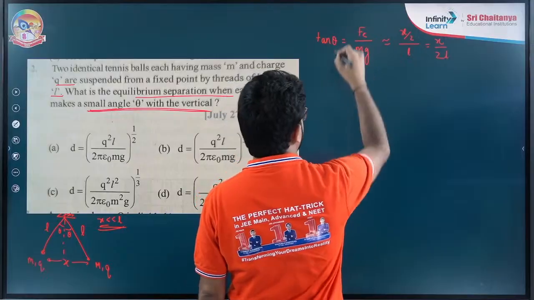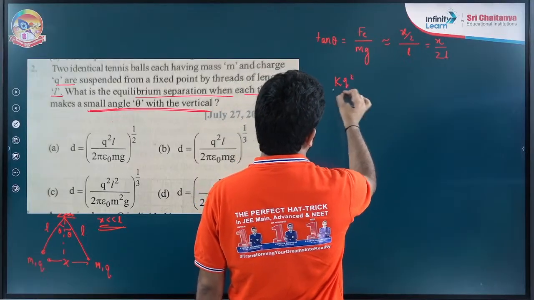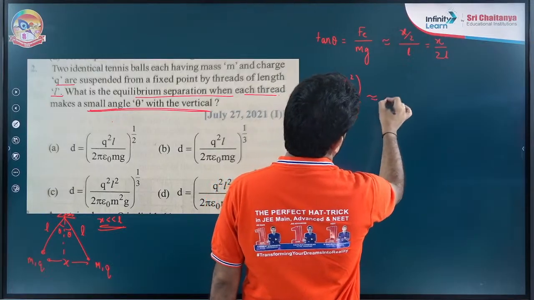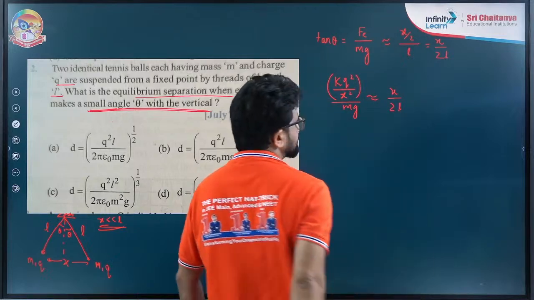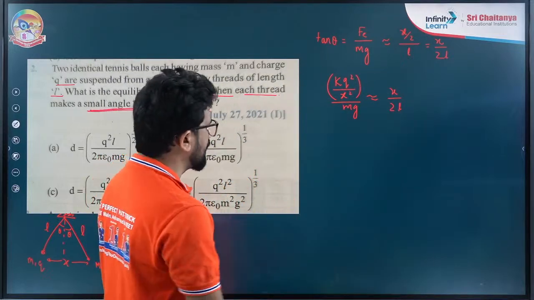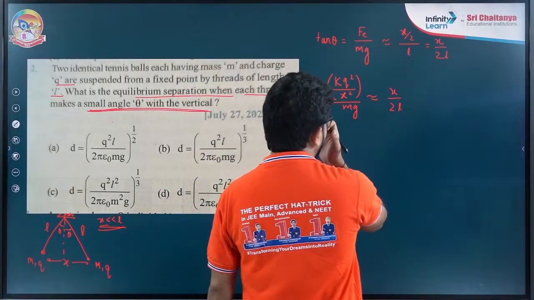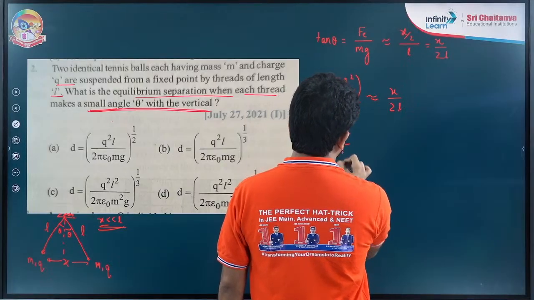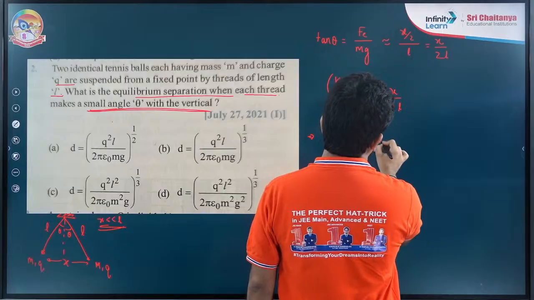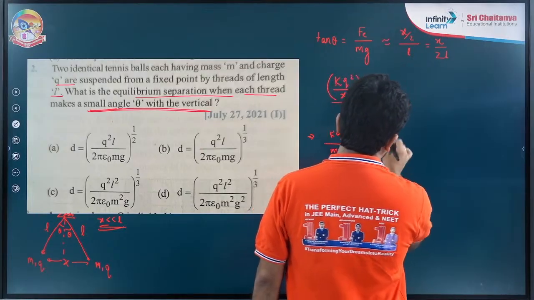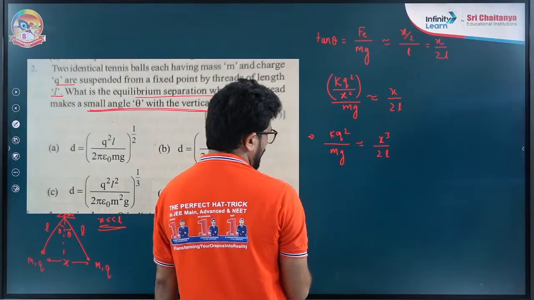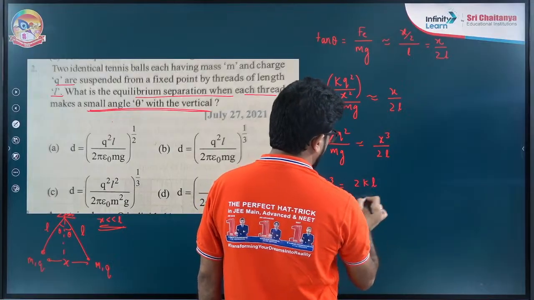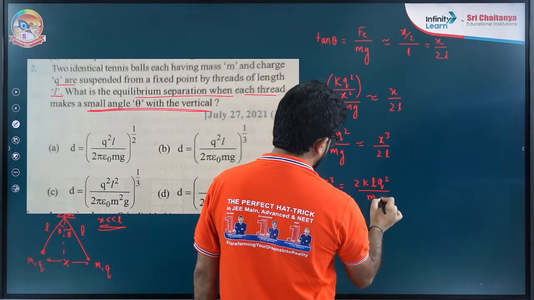Now put the value of Fe. Fe is nothing else but k q square divided by x square, upon mg, which is approximately x by 2L. Now write properly. From here, k q square divided by mg is approximately x cube divided by 2L. Taking all things to the left hand side, x cube is equal to 2kL q square divided by mg.